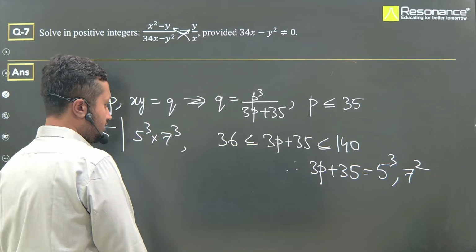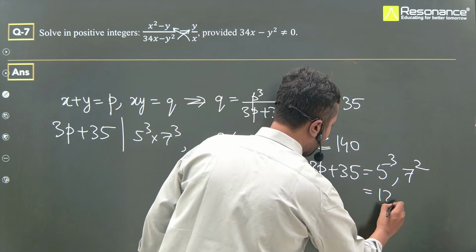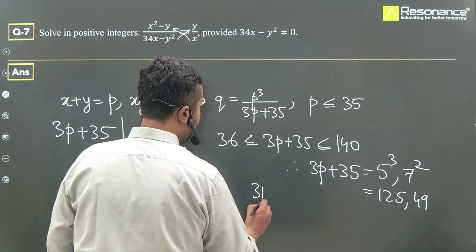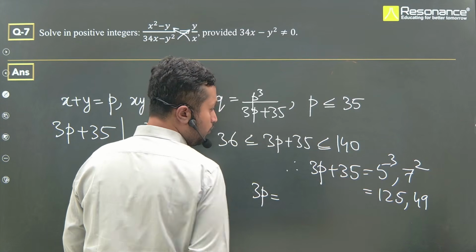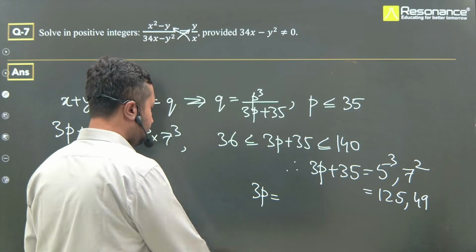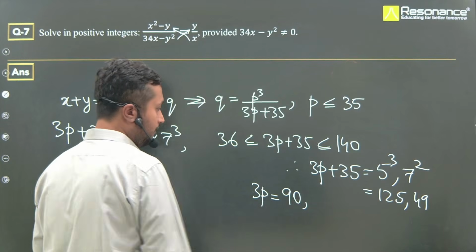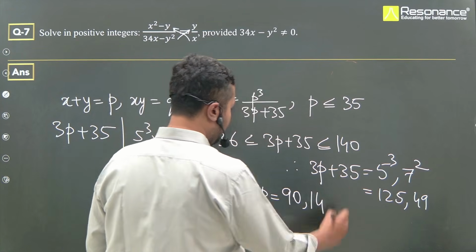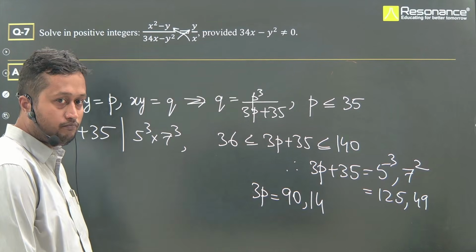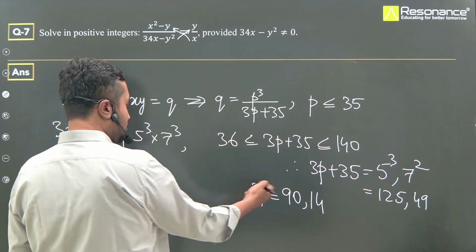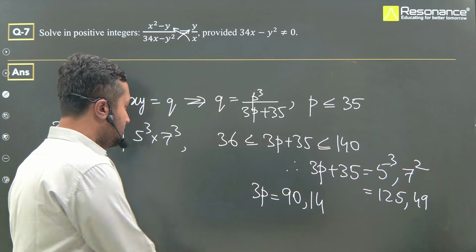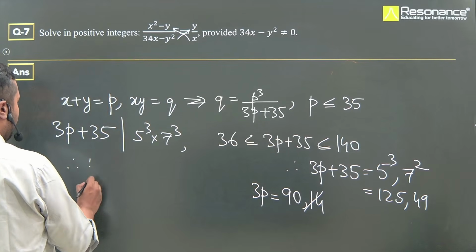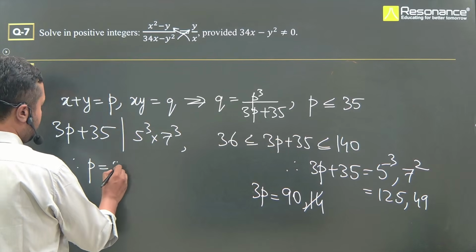Okay, so what does that give us? By the way, what are these numbers? These are 125 and 49. So that tells us that 3p must be how much? 125 minus 35, that's 90, or 49 minus 35, that is 14. Now again, that should be divisible by 3, which means 14 is also not allowed. Therefore, P is equal to 30.